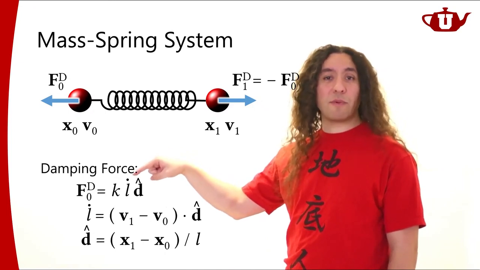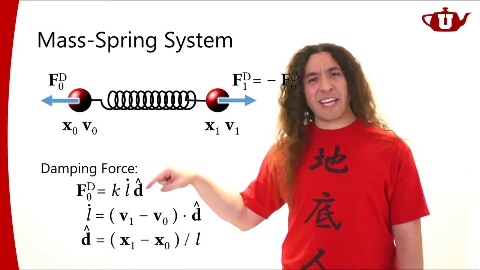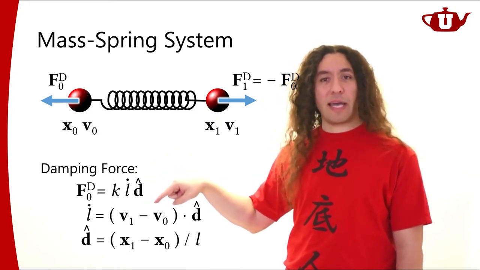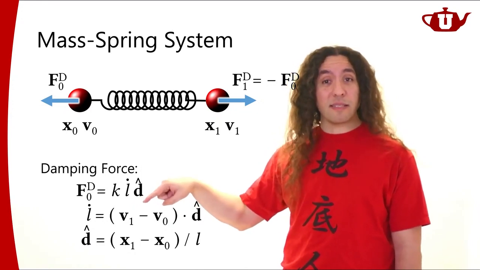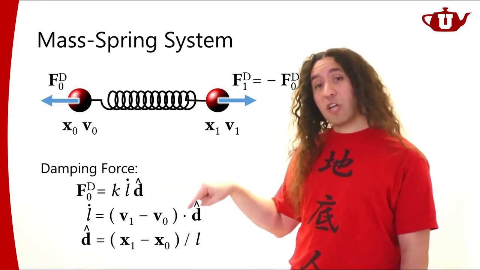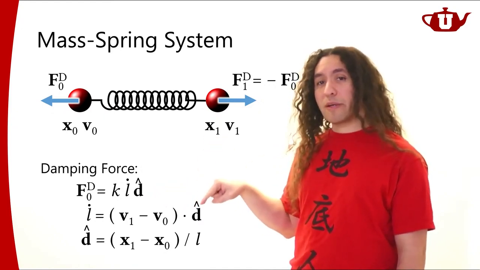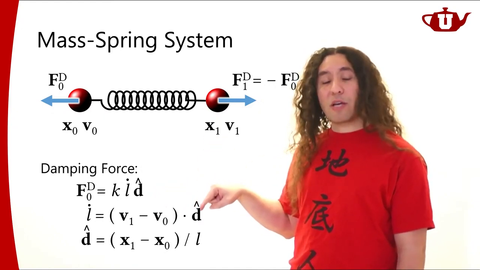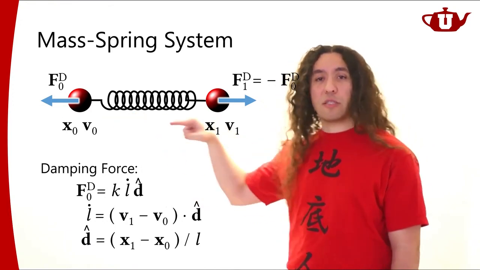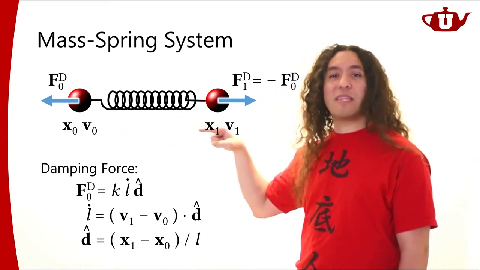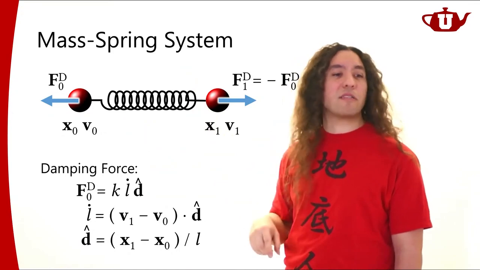It depends on the speed with which the length is changing. And I can compute the speed with which the length is changing with this formula. I compute the difference between the velocities, and I do a dot product of that with the spring direction. The reason I'm doing this dot product is that I want to know the change along the spring direction. I want to know the speed difference along this direction. I don't know if there's any speed difference in some other direction.